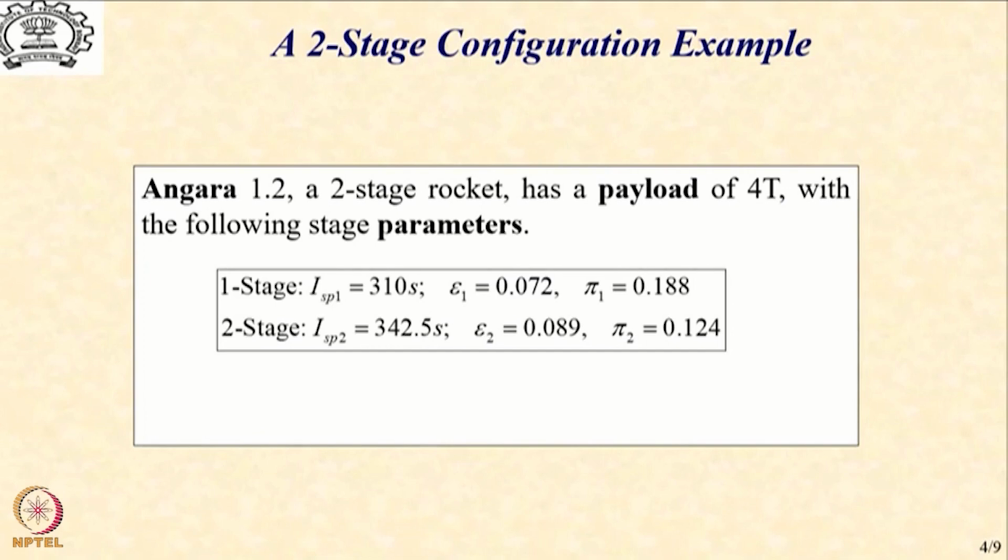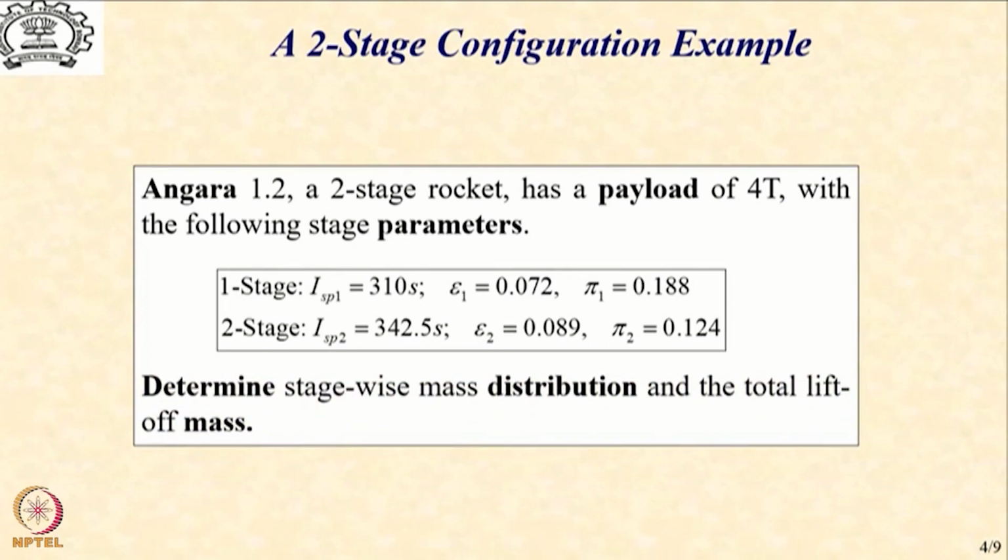Similarly, for the second stage, the Isp is 342.5, epsilon 2, that is the stage structural ratio, is 8.9%, and the stage payload ratio is 0.124. With these numbers, let us try and determine the stage-wise mass distribution, and then get the total liftoff mass and see if it matches with the actual liftoff mass of this rocket, which is recorded in literature.